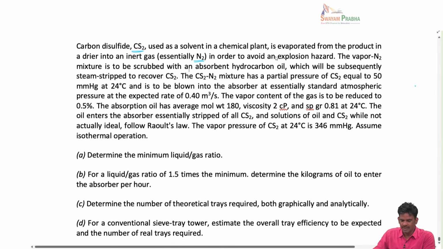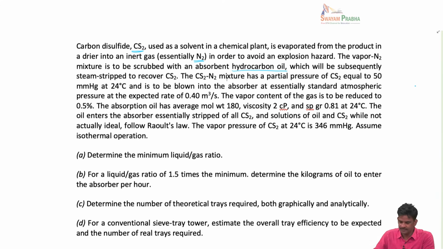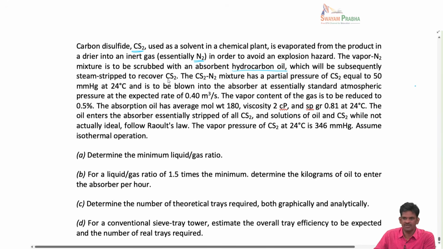And in order to avoid an explosion hazard, okay, so we have a mixture of CS2 and N2 and we want to remove this CS2. So the vapor N2 mixture is to be scrubbed, meaning absorbed, with an absorbent hydrocarbon oil. So this is the liquid phase, hydrocarbon oil. We don't know the chemical nature of this oil, we'll just call it a hydrocarbon oil, which will be subsequently steam stripped to recover CS2. So that means this process talks about an integration of absorber and stripper.